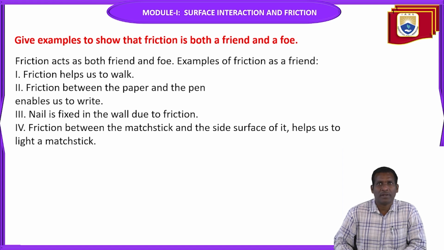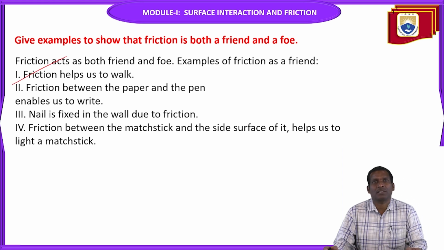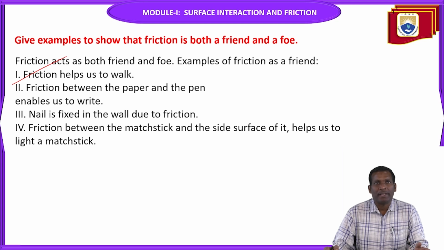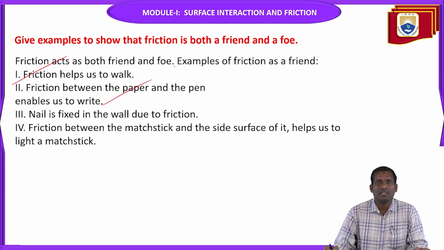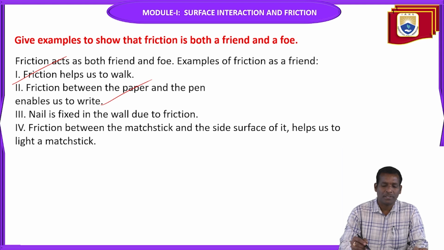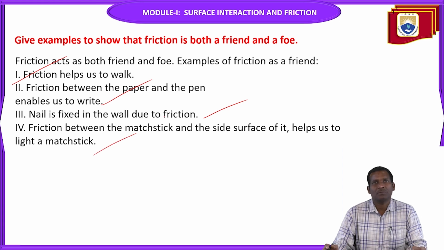Examples of friction as a friend: friction helps us to walk, which we have already discussed. Friction between the paper and the pen enables us to write. A nail is fixed in the wall due to friction. Friction between the matchstick and the side surface of the box helps us to light a matchstick. So these are the examples that friction is a friend.